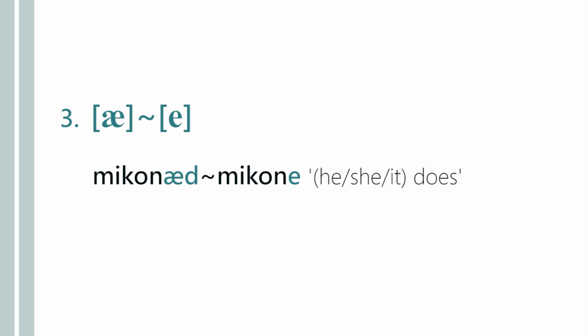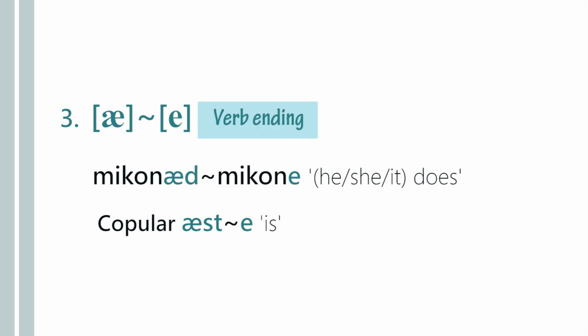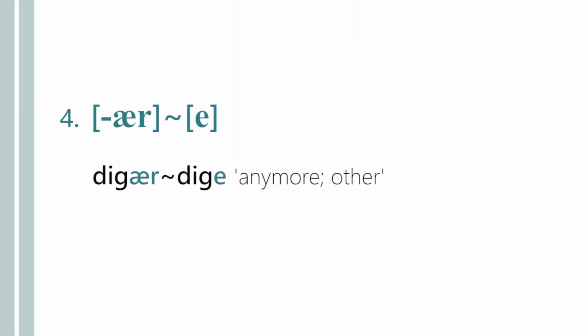Again, you also saw in the table the copular ast becomes a. So you're just focusing on the vowel. And also a in a lot of verbs becomes e. For example, digar, other, becomes dige, meaning any more or other. Agar becomes age, which means if.